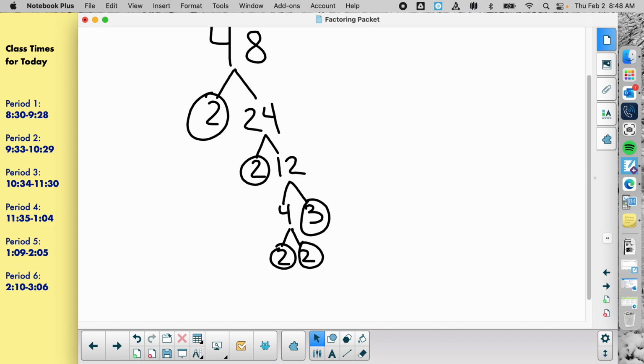It doesn't matter what numbers you pick. So like you started with 2 and 24, which works. If you would have started with 6 and 8, you would have ended up with the same circled numbers at the end. Now looking through that, it looks like we have 4 2s. Am I seeing that right? Yeah. Okay, so then your answer that you would write is 2 to the 4th power times 3. Now, if you don't want to write it to the 4th power, you don't have to. You could write 2, 2, 2, 2, 3. Like you could just list them all separate.